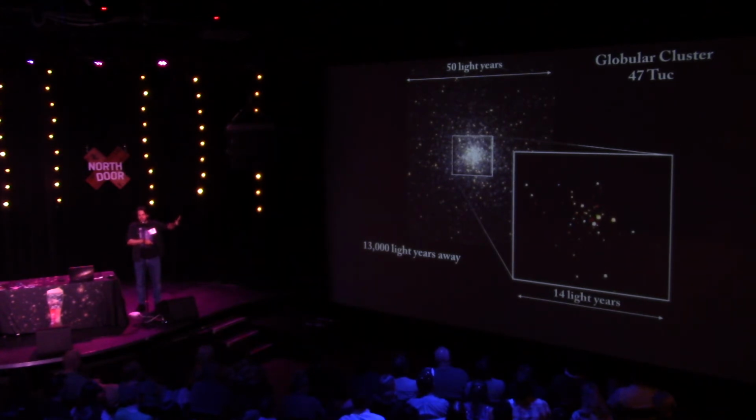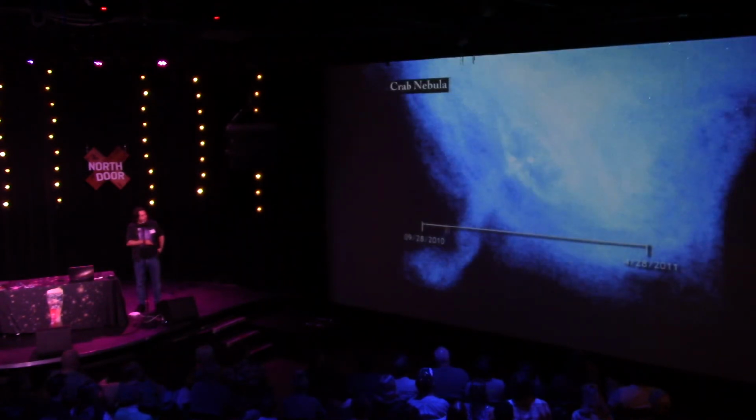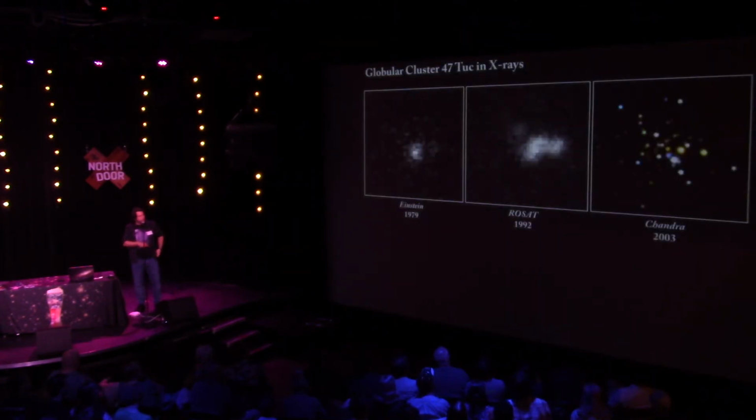The other reason why I love this image is this: studying globular clusters, which is something that I do in my research, is another amazing example of the power of technological progress in astronomy. That's going backwards. Let me go forwards. Here we go. So here are 3 images of that same globular cluster, 47 Tuc.